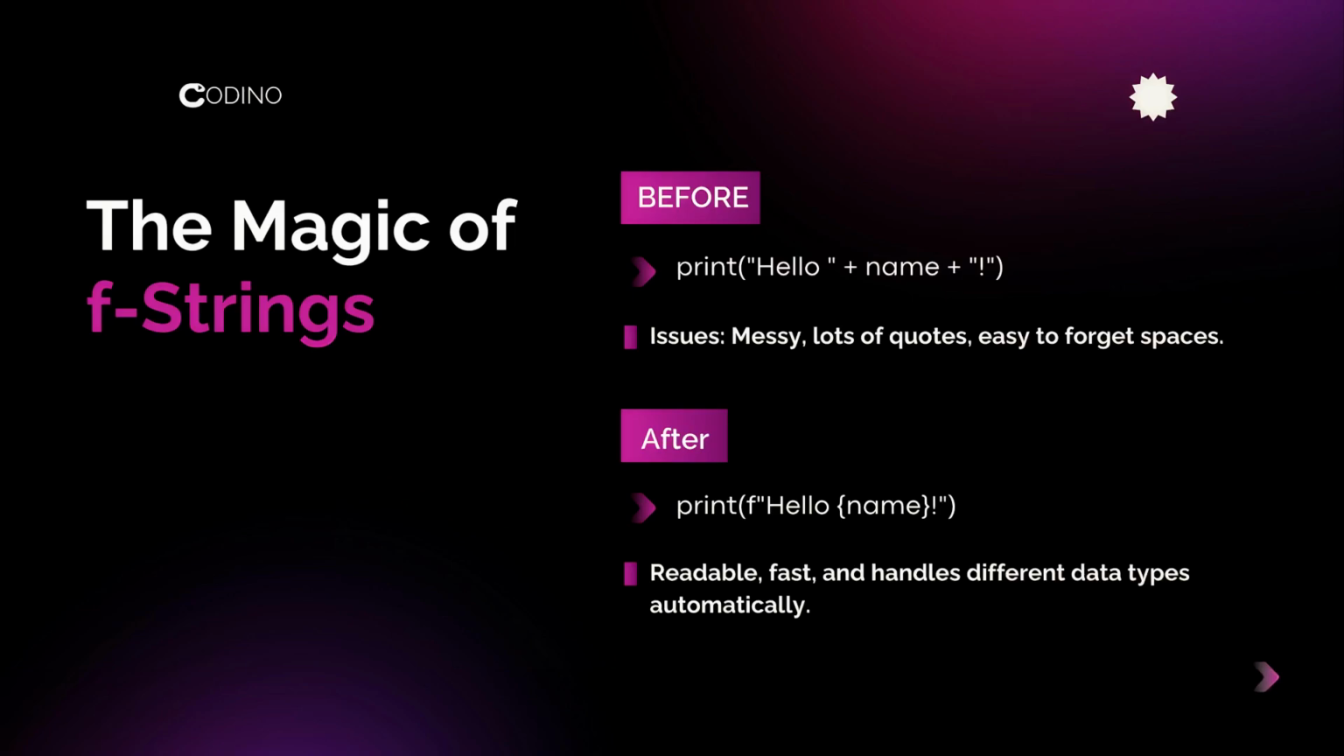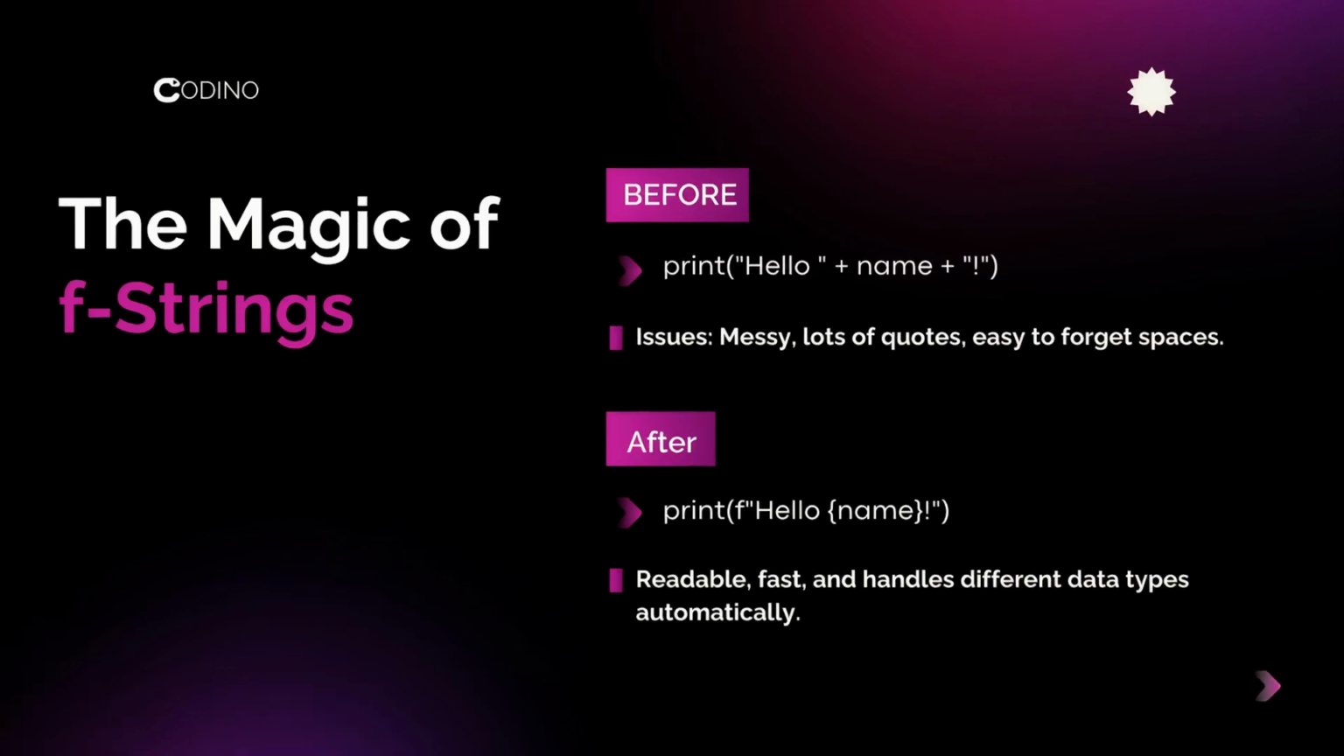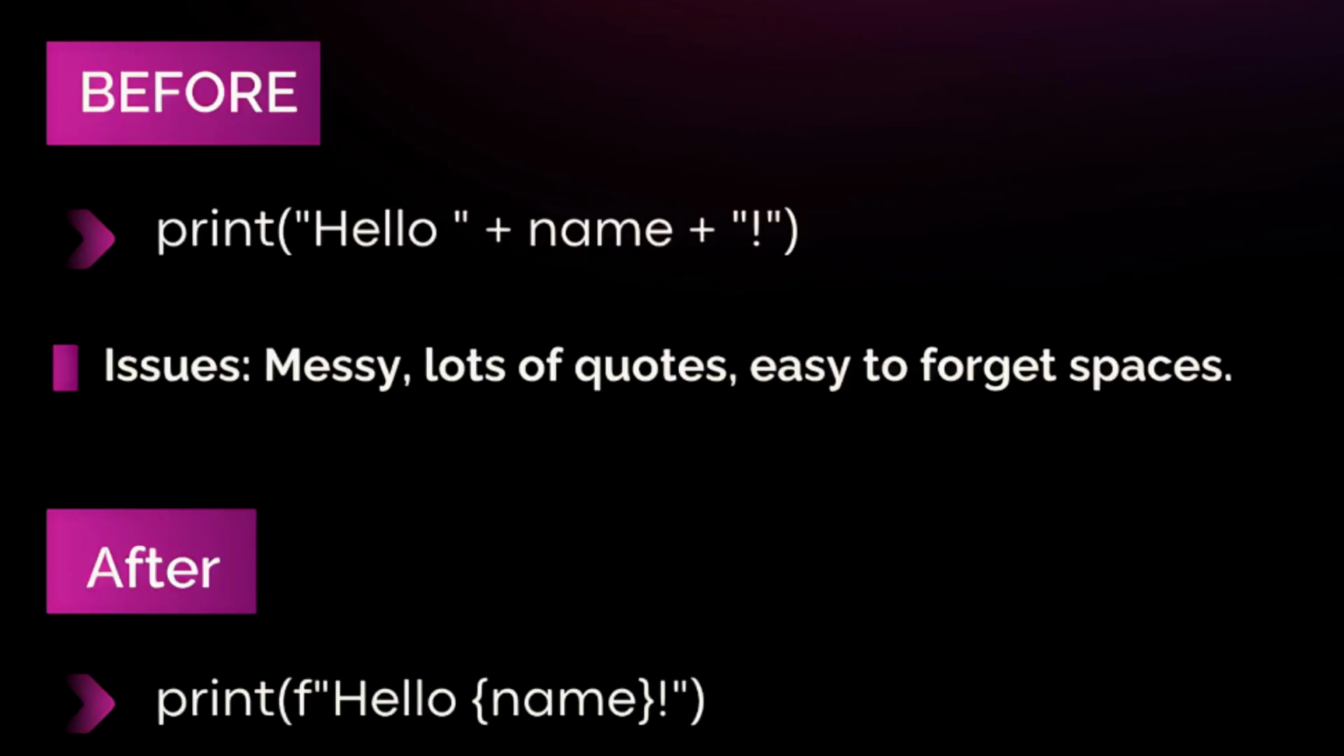In the old days, and by old days I mean like 2015, if you wanted to combine text with a variable, you'd have to do something like this. Well, you'd use plus signs to join everything together. You see how messy that is? You've got all these plus signs, and you have to remember to add spaces manually, and if you forget a quote somewhere, yeah, it's a total nightmare, which is why nobody likes doing it that way anymore.